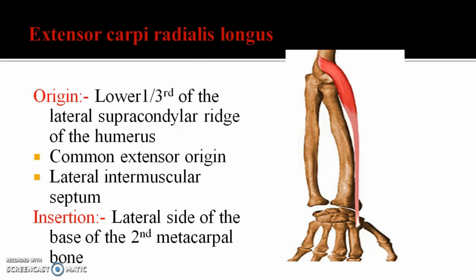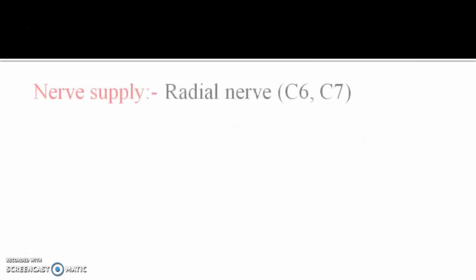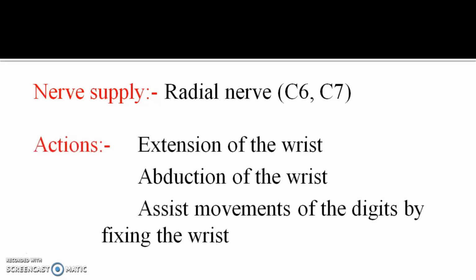So origin is from the lower one-third of the lateral supracondylar ridge of the humerus, and also from the lateral epicondyle and then from the lateral intermuscular septum. Insertion happens in the lateral side of the base of the second metacarpal bone. Talking about its nerve supply, this is also supplied by the radial nerve, carrying fibers of C6 and C7. And talking about its action: extension of the wrist, abduction of the wrist, and assisting movements of the digits by fixing the wrist. So it is crossing the wrist joint.